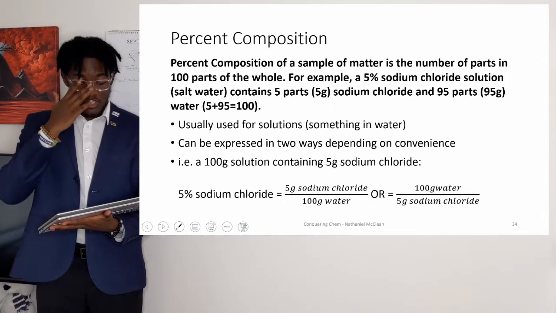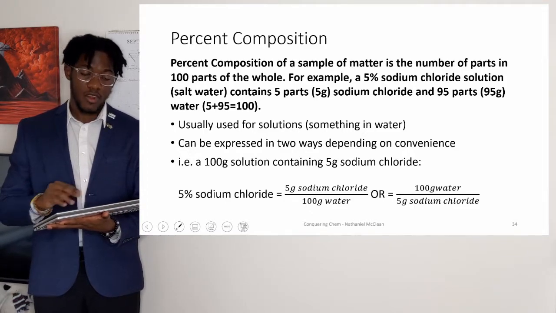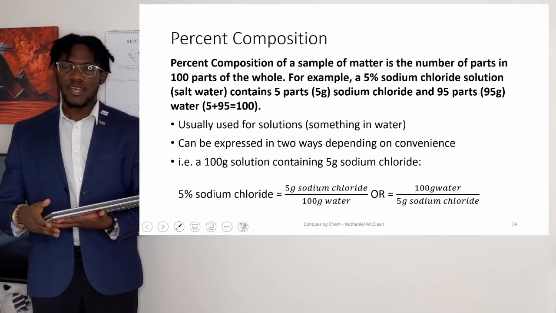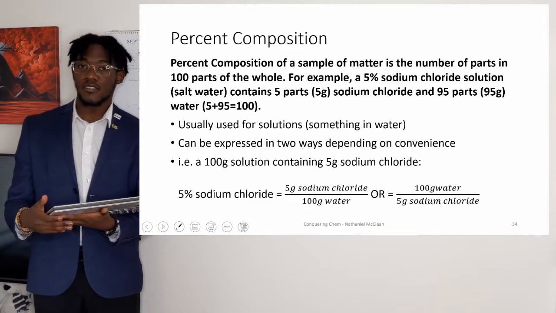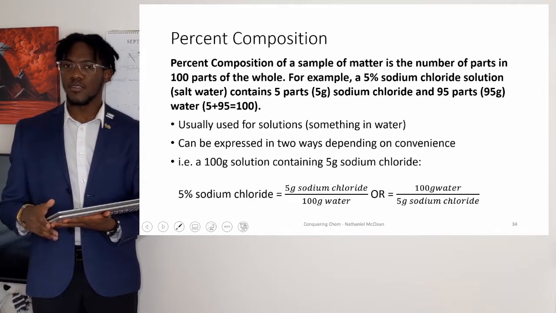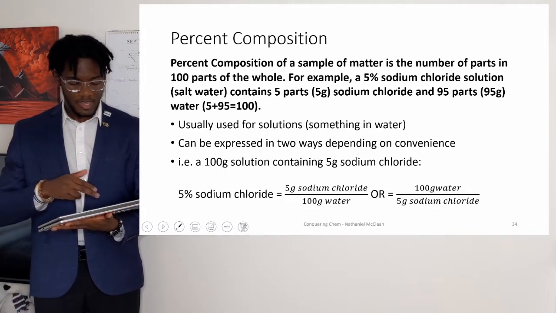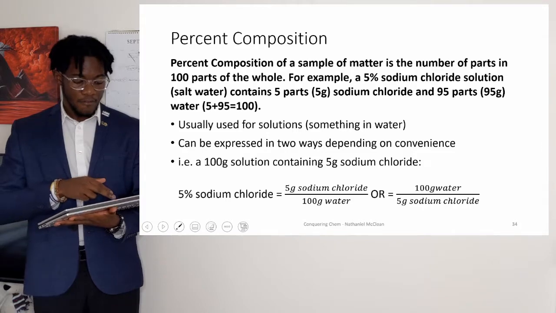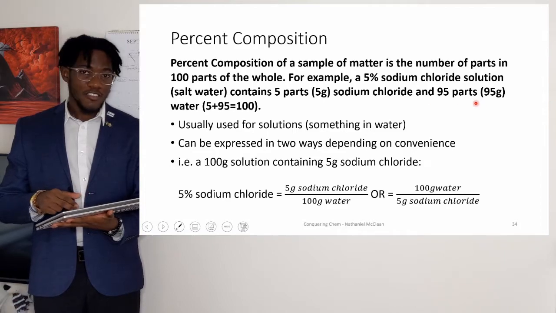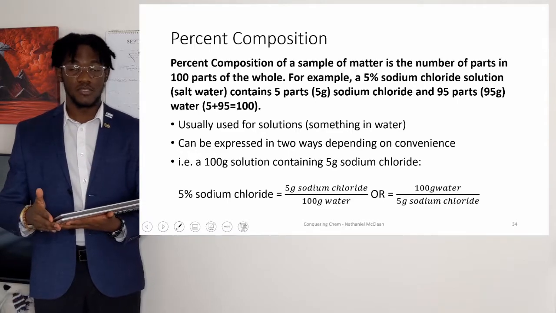Now moving on to percent composition. The percent composition of a sample of matter is the number of parts in 100 parts of that whole. And so to explain this a little bit better, let's say we have a cup of salt water. Now that salt water could have a 5% salt concentration. And what that means is that for every 100 grams of salt water, there are 5 grams of salt within. Which means, again, explaining further, that if we were to break that into parts, 5 parts of that water would be salt, or sodium chloride, which is salt, and 95 parts would be pure water. This can be expressed in a number of ways depending on how you need to do your question.